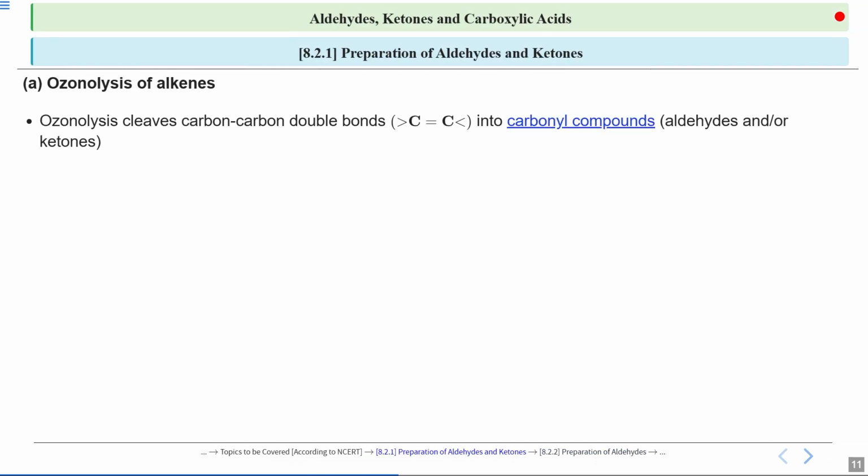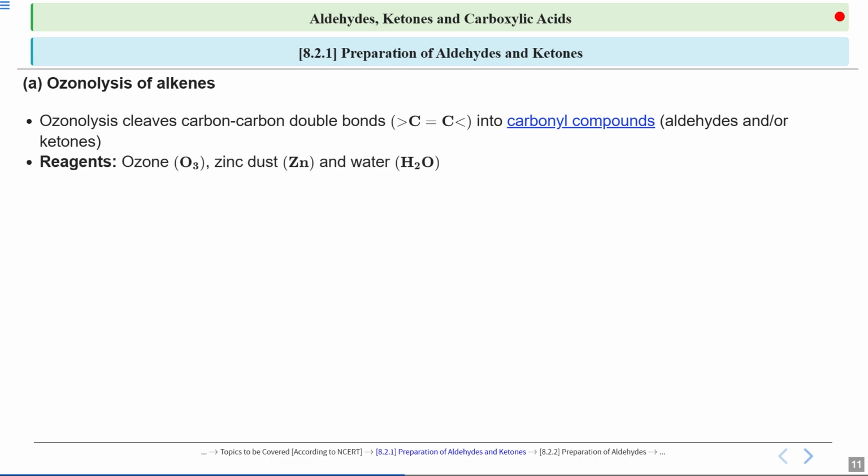First is ozonolysis of alkenes. What happens in this process? This reaction cleaves the carbon-carbon double bond. You see this is the carbon-carbon double bond. It is cleaved into carbonyl compounds. Ozone adds to the double bond of the alkene and forms an intermediate called ozonide, which is a cyclic structure.